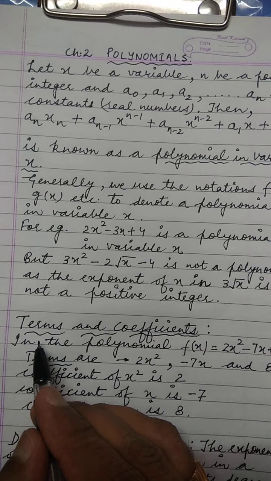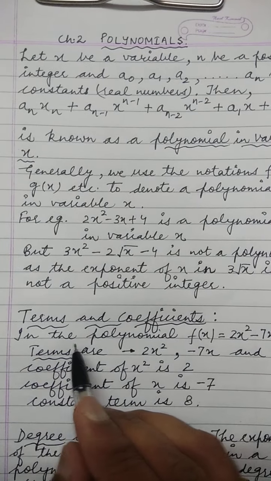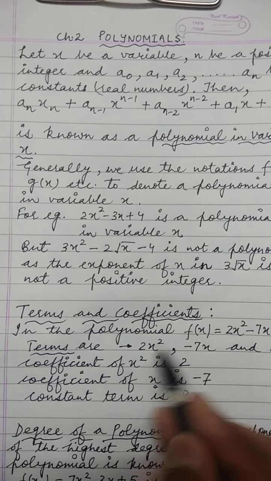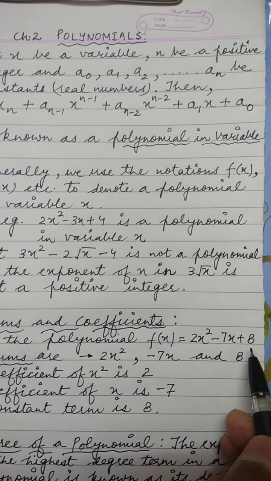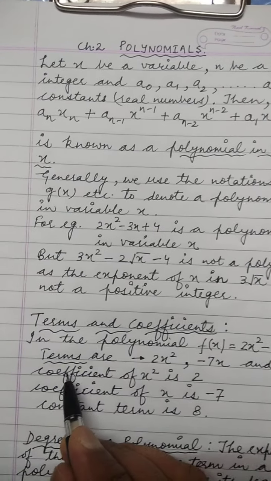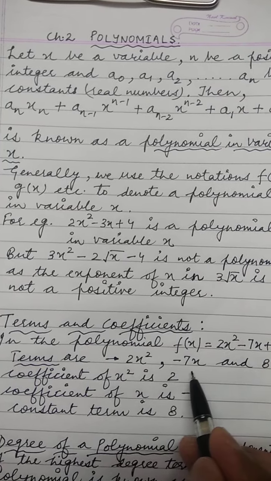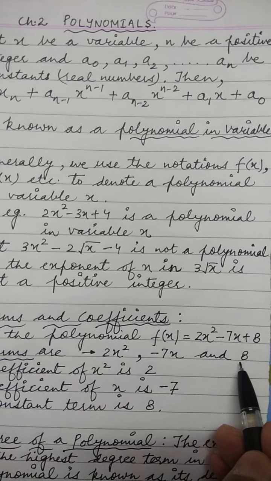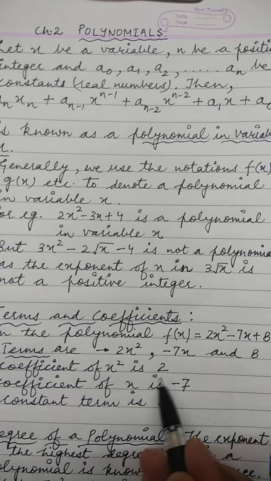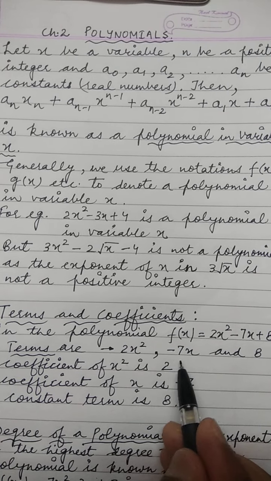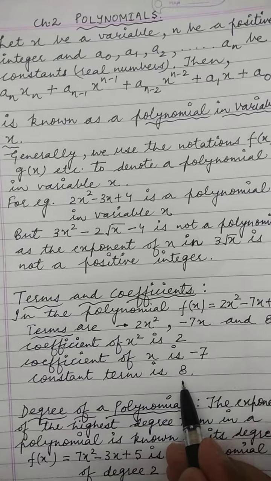Now we come to terms and coefficients. We take a polynomial f(x) = 2x² − 7x + 8. Here the terms are 2x², −7x and 8. So in this, the coefficient of x² is 2, the coefficient of x is −7, and 8 is known as the constant term.